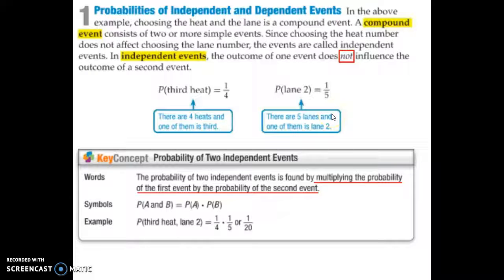So if you have two separate piles, two separate die, two separate spinners, they're going to be independent. Alright, and so to find the probability of two independent events is multiplying those two probabilities together. So take the probability of A times the probability of B, whatever those two things are. So here our example is, the third heat, there's 1 out of 4 heats, times lane 2 is 1 out of 5 lanes. You multiply them, the probability is 1 out of 20.